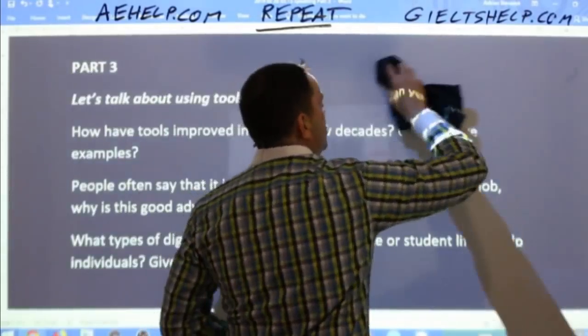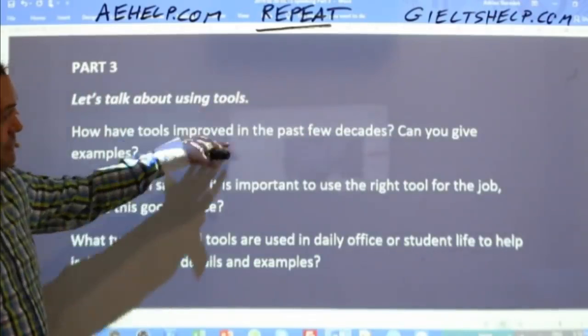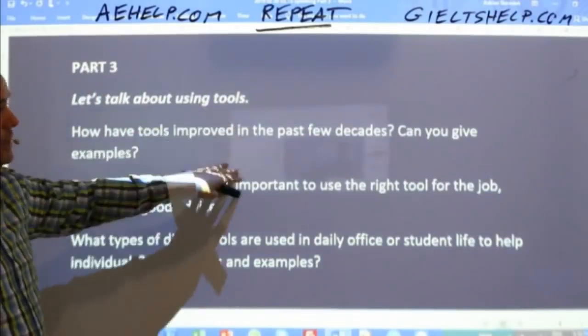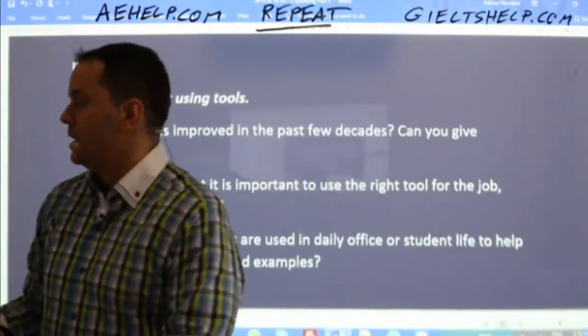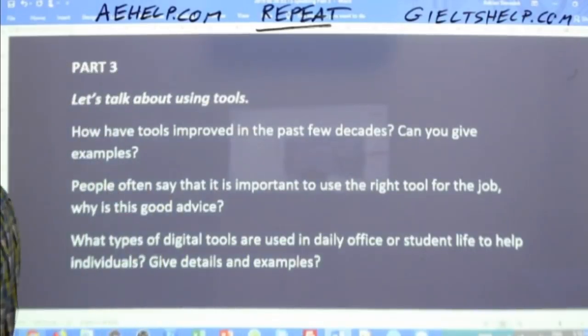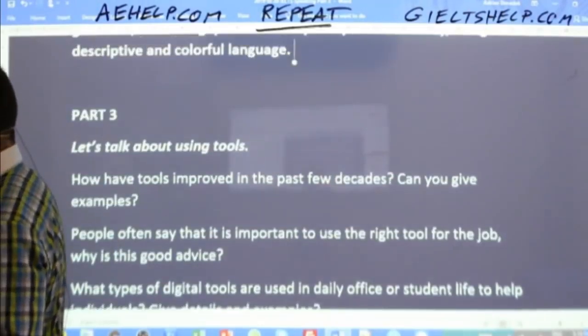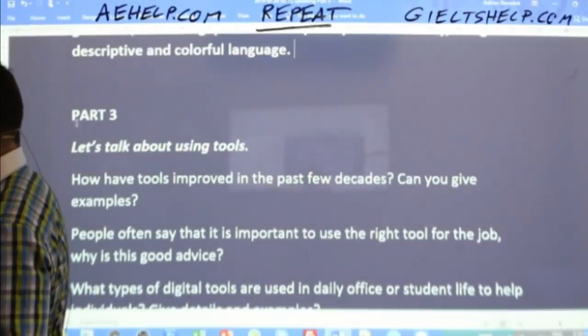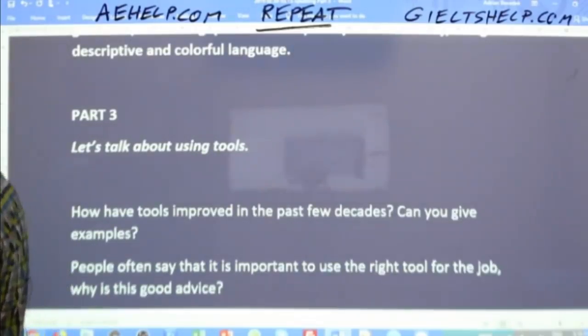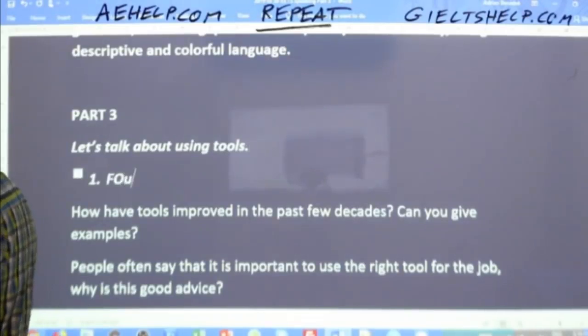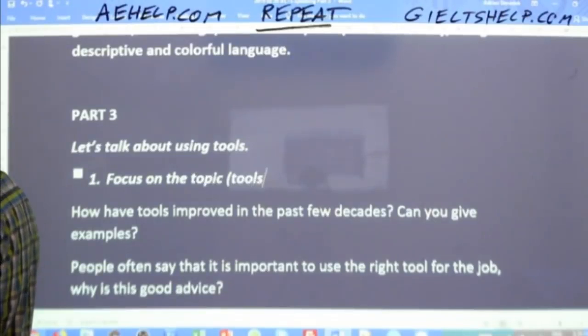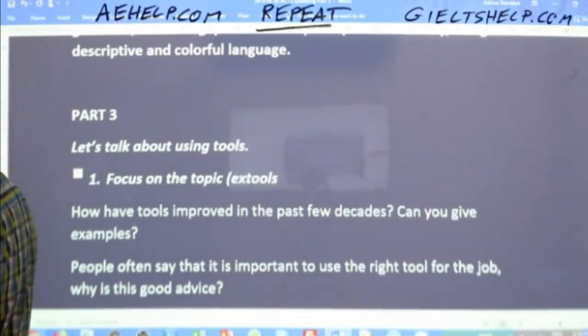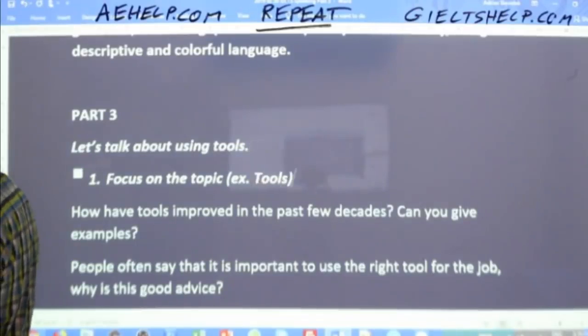Don't panic if you don't understand a question. Remember that every question here is going to be about tools. So a couple of important notes here, and then we'll look at these questions and answer them together. Some important strategies for Part 3. Number 1, focus on the topic. Here it's tools. Remember that every question in some way is related to this topic.